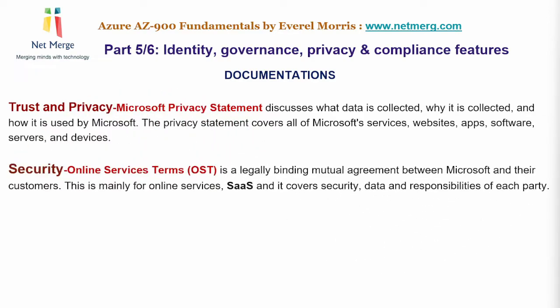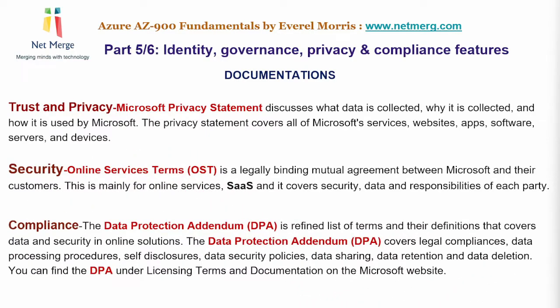Security Online Service Terms, OST. It's a legally binding mutual agreement between Microsoft and their customers, between the tenants and Azure. This is mainly for online services, so software as a service, that type of thing. So it mostly covers Office 365 or your Microsoft Outlook email that you use. So it covers it at the software as a service level. So you want to remember that OST is affiliated with SaaS.